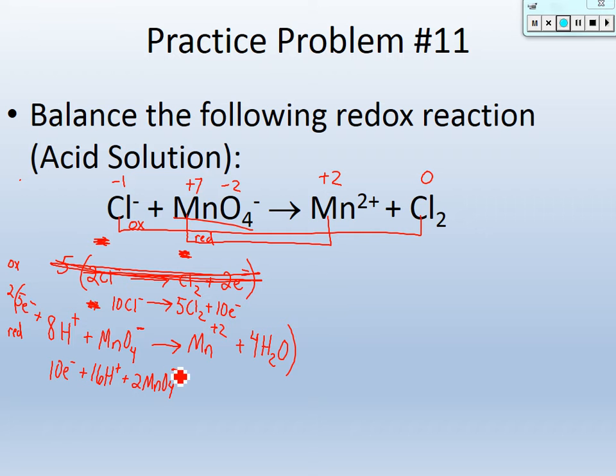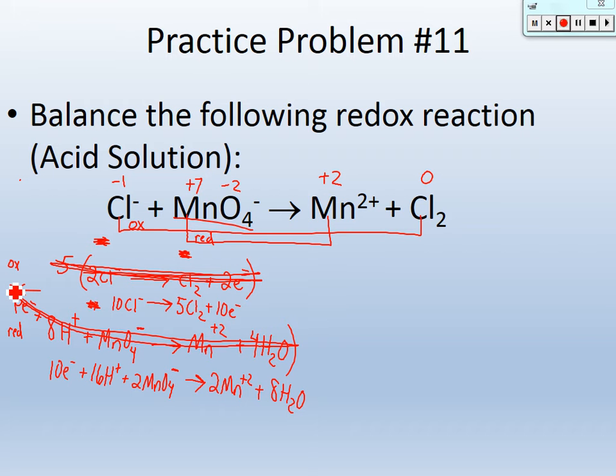Don't forget the charge. How many Mn2+? 2. Good. And how many waters? 2 times 4 is 8 waters. Okay. Again, draw a line through this one. I don't want to be confused by it. We've already distributed that 2 all the way through.